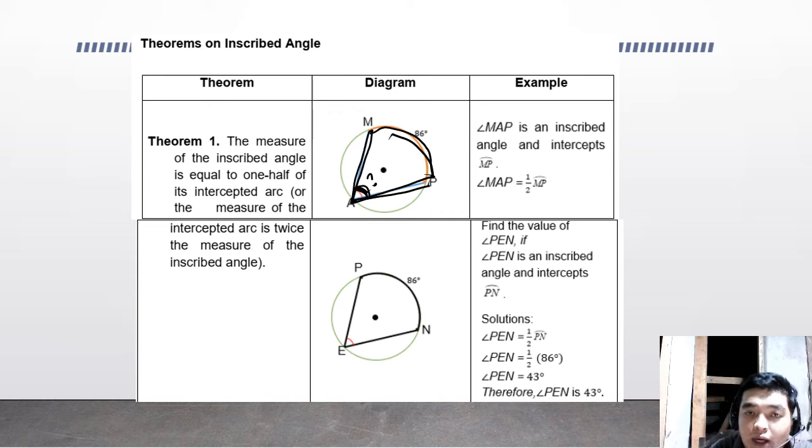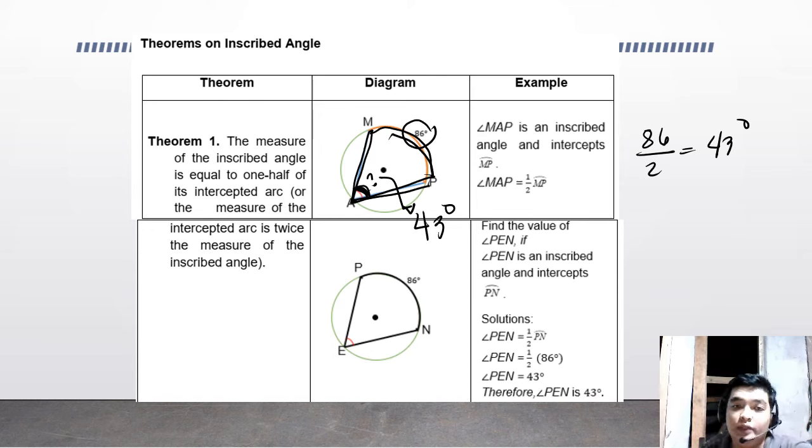Based on theorem 1, the measure of this angle is just half of its intercepted arc. Half of 86 is 43 degrees, so this is 43. That's simple: the measure of the inscribed angle is half of the measure of its intercepted arc. That is obvious, no?